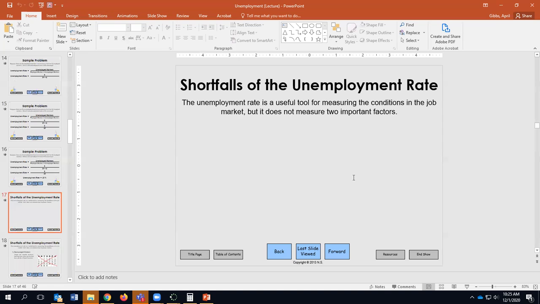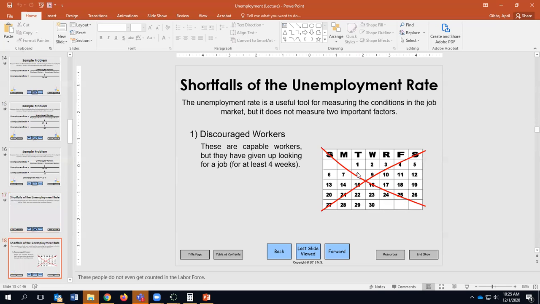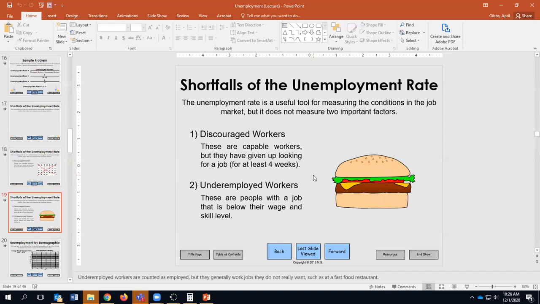So the shortfalls of the unemployment rates. The unemployment rate is a useful tool for measuring the conditions in the job market, but it does not measure 2 important factors. One is the discouraged workers. These are capable workers, but they've given up looking for a job for at least 4 weeks. And then underemployed workers. These are people with a job, but it's below their wage and skill level. So like you could have a doctorate degree, but you're working minimum wage at McDonald's. You're underemployed.